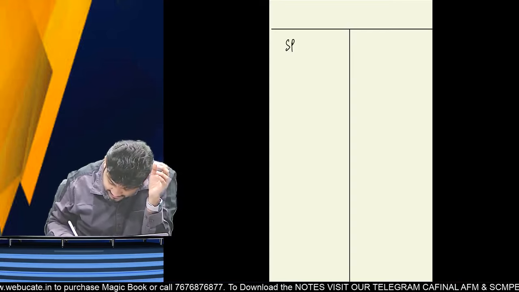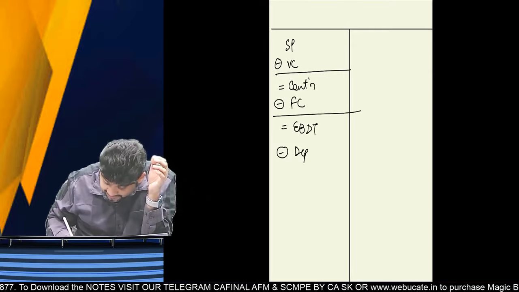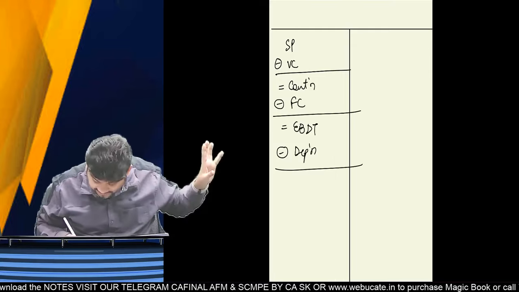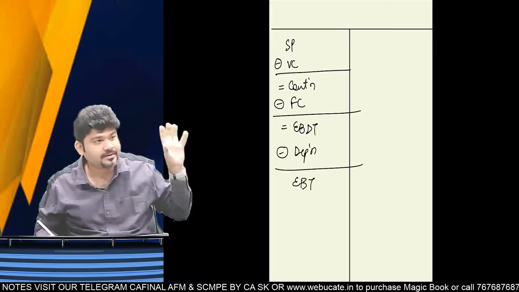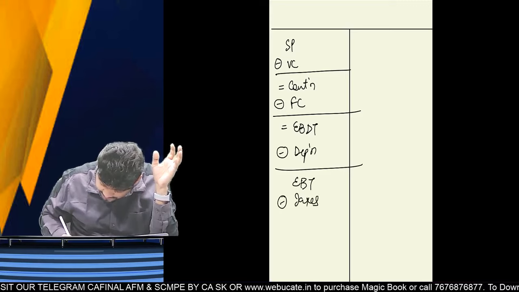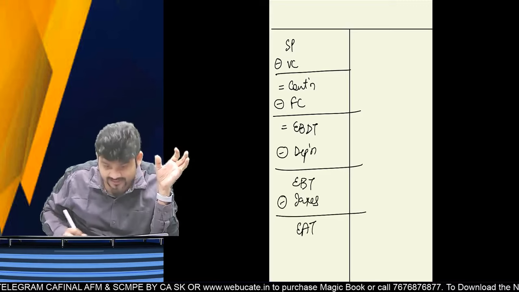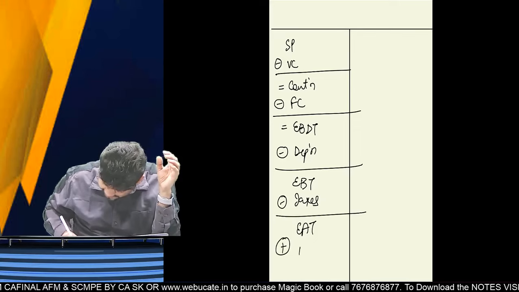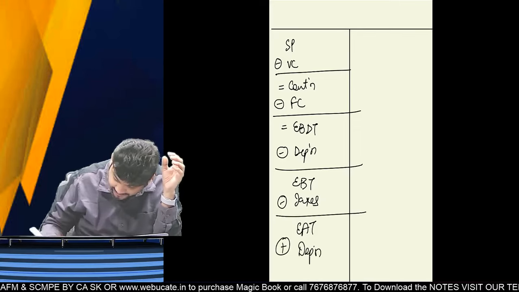Suppose now, if I have to write it in terms of formula, please help me, guys. I hope your books are also open. If I have to write down the formula, how will I write it? Selling price minus variable cost is equal to contribution, less fixed cost is equal to earning before depreciation and taxes, to which we will reduce the depreciation to give the tax benefit. We will get earning before taxes, to which we will reduce taxes. We will get earnings after taxes, to which we will add depreciation. Is everybody clear?